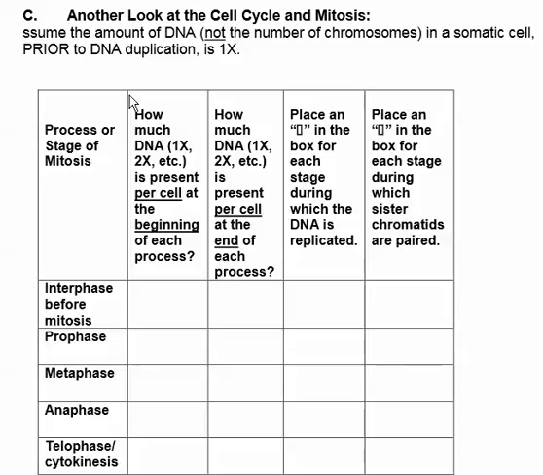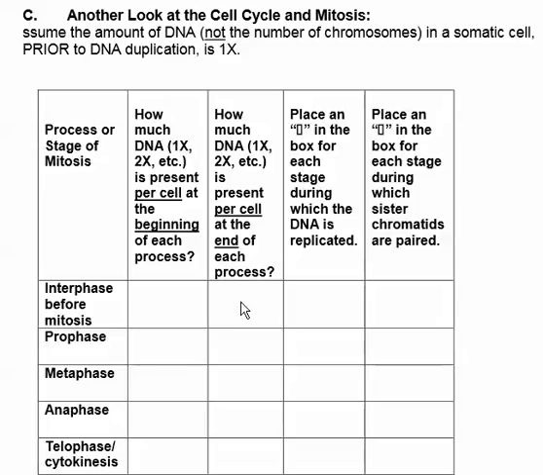Okay, so let's take a look at the first row here and see if we can make sense of it. So it says how much DNA, 1x, 2x, etc., is present per cell at the beginning of the process. So at the beginning of interphase, before mitosis, this statement said that amount is 1x. After interphase of mitosis, that means S phase has already been completed, that amount of DNA would be 2x. It says place, well actually, let's just work our way through this one, then we'll come back to the last two columns.